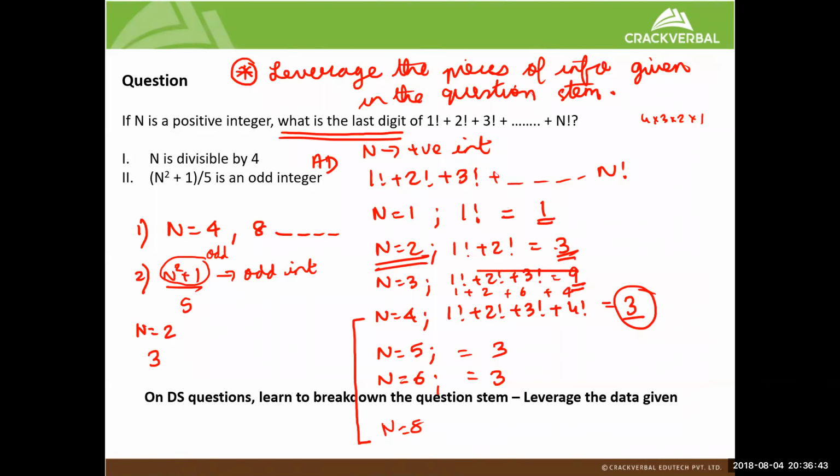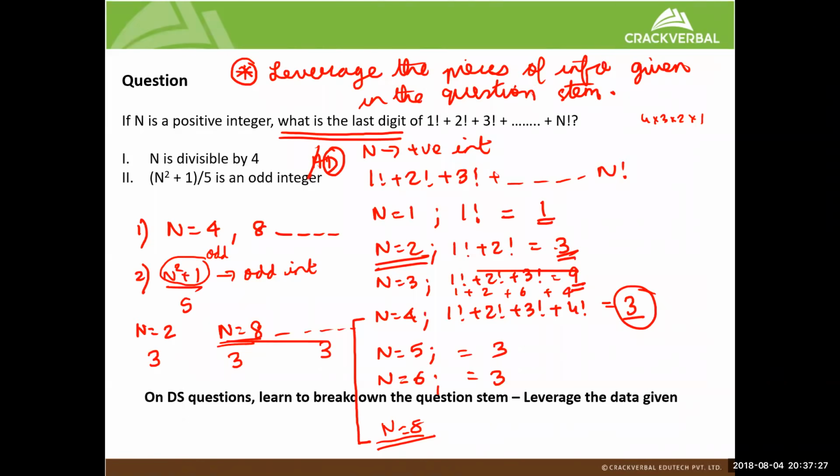I cannot put n equal to 3, because 3 square is 9, 9 plus 1 gives me 10, and 10 by 5 does not give me an odd integer. I can't put n as 4, 5, 6, or 7, but I can put n equal to 8, because 8 square is 64. 64 plus 1 gives me 65, and 65 divided by 5 gives me 13. So the next value of n that satisfies this condition is 8, and if n is equal to 8, again, the unit digit is always going to be 3. Any value I take for n which satisfies this statement is always going to be beyond 8, and for whatever value of n I take, the unit digit is always going to remain 3. So the second statement is also sufficient.